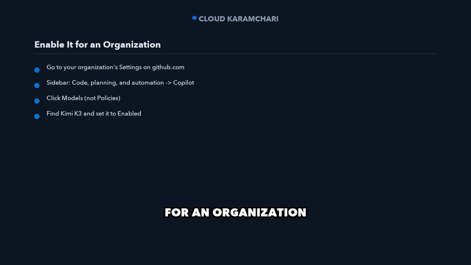To enable it for an organization, open your organization's settings, go to Copilot under Code, Planning, and Automation in the sidebar, then click Models, not Policies. Find Kimi K3 in the list and set it to Enabled.